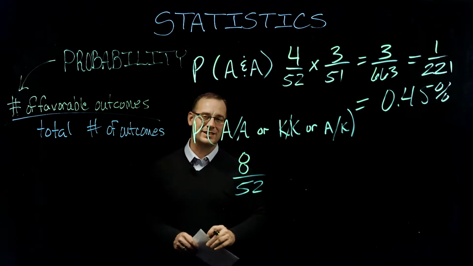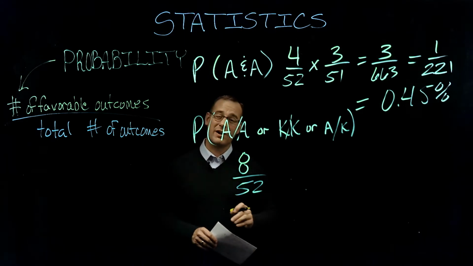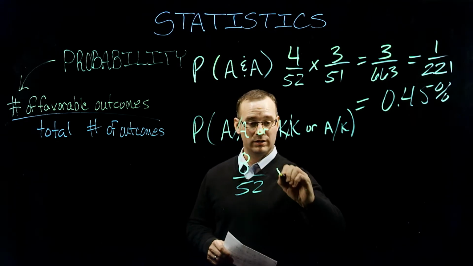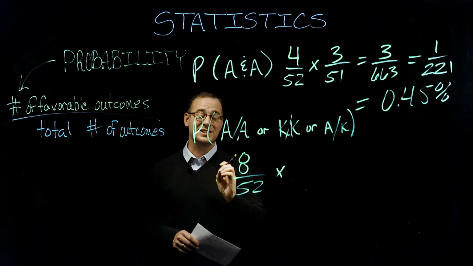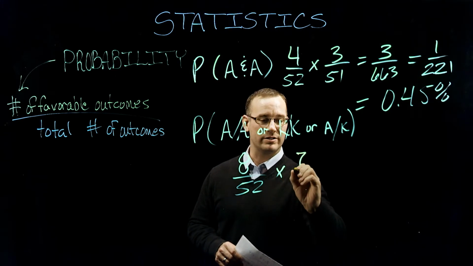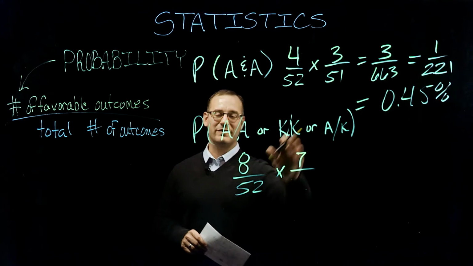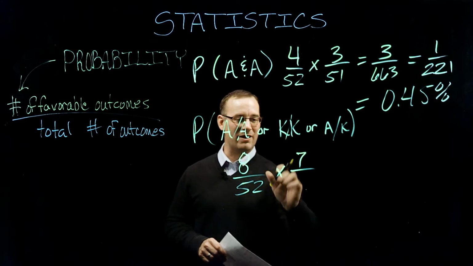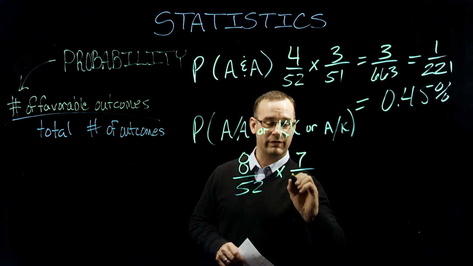Now, what about that second draw? Well, that second draw doesn't really matter if it's an ace or king, doesn't matter at all. But we know that there are 7 favorable cards that could give us one of these combinations. So 8 out of 52 for the first go around and 7 out of 51.